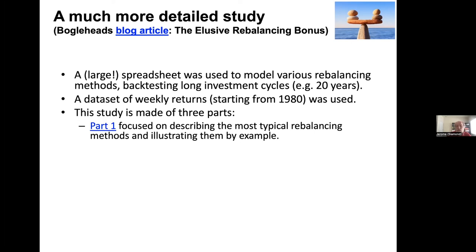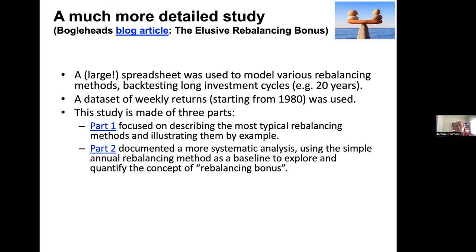Part one is doing more or less what I just did, explaining the basics of rebalancing and showing examples. Part two is a much more thorough analysis, again looking at every possible 20-year cycle in history with various asset allocations and trying to figure out if the very simple process of annual rebalancing can be improved. I perceive annual rebalancing as really the baseline. This is the simplest process you can think of. So anything which is trigger-based or whatever, is there an actual quantifiable benefit? Long story short, not really.